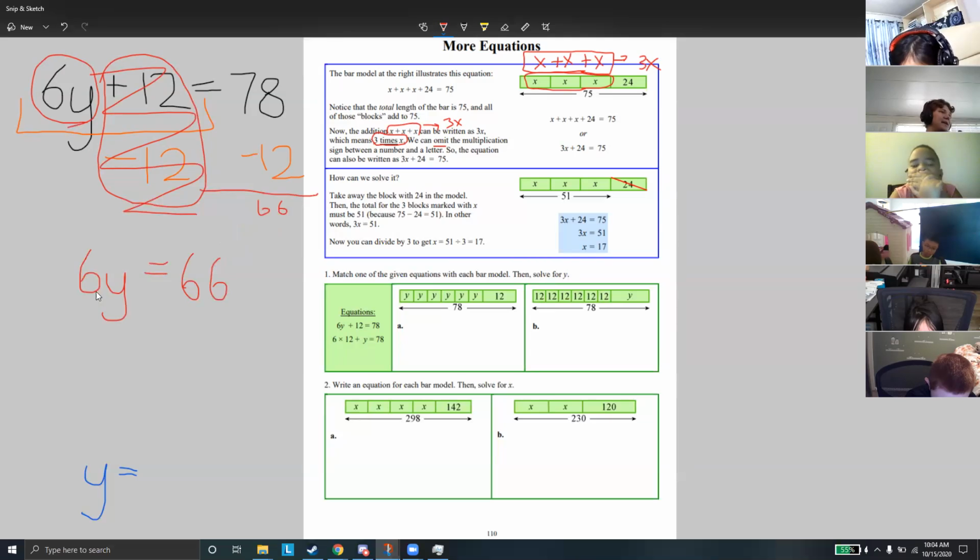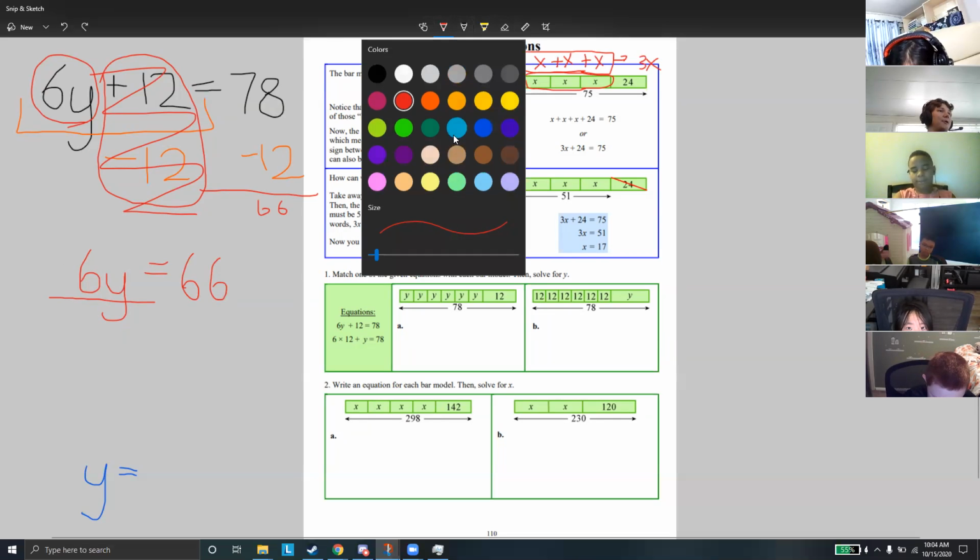Perfect. And now what we need to do is get rid of this 6 that's being multiplied by the y, because it's 6 times y, but we don't want to know what 6 times y is. We want to know what just y is. So what are we going to do to get rid of this 6 here? We're going to divide. We want to get rid of that 6, so we're going to divide 6y by 6. And we have to remember to do that to both sides.